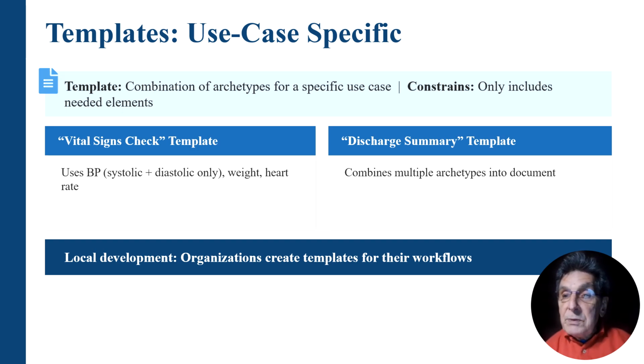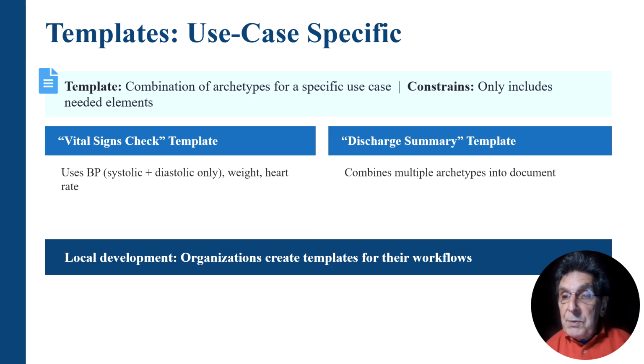If archetypes are maximal, templates are specific. A template takes one or more archetypes and constrains them for a particular use case. For example, consider a vital signs check template for routine nursing assessments. It uses the blood pressure archetype, but only includes systolic and diastolic, not the mean arterial pressure, not the cuff size, not the device type. It includes constrained versions of body weight, heart rate, and temperature archetypes. So the template says, for this workflow, capture these specific sub-elements from these archetypes. It narrows the maximal definition to what's actually going to be used.